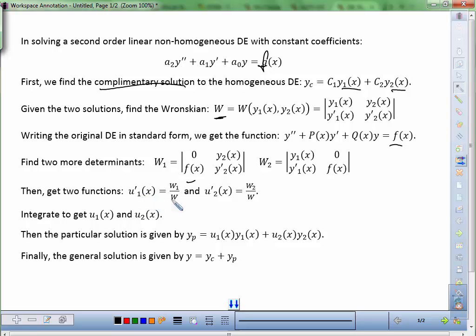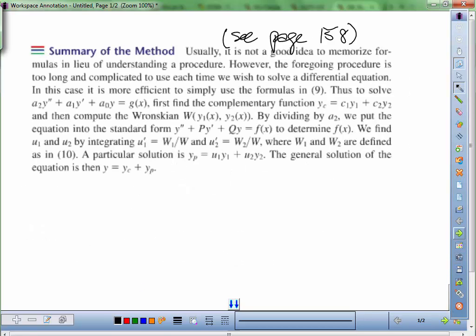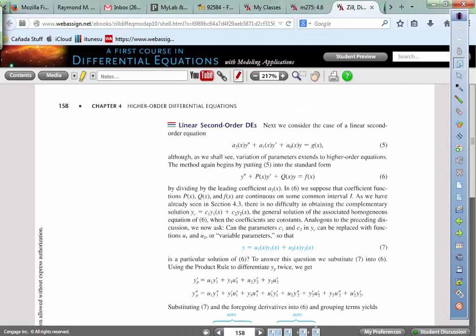Those will be the new functions that we're going to come up with, and that would be u1 prime and u2 prime. We want the original u's, and then we're going to multiply them by the fundamental solutions. And that would be your particular solution. You'll take that particular solution and tack it on to the complementary solutions, and then we're done. Easy, right? Okay, so that's the process. So let's jump to an actual example here.